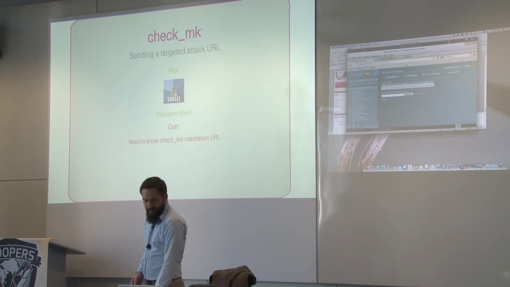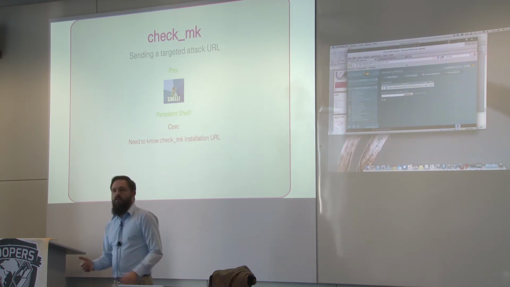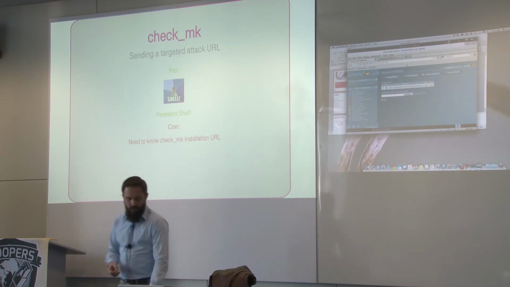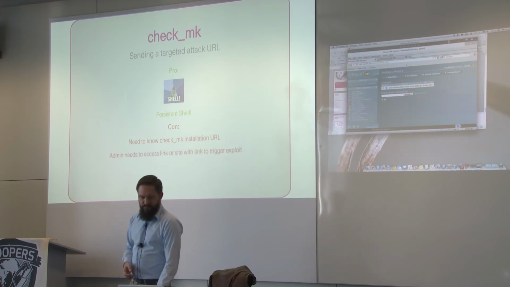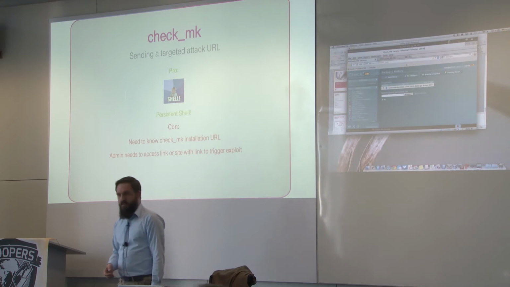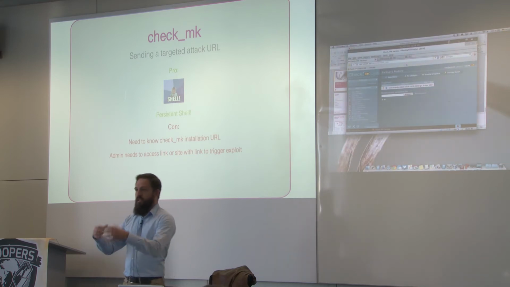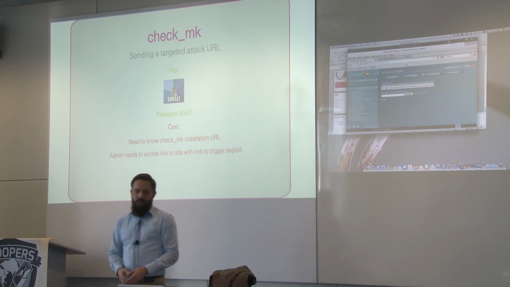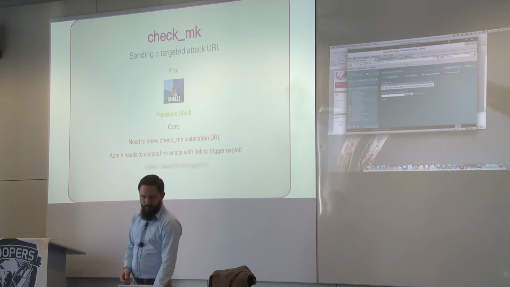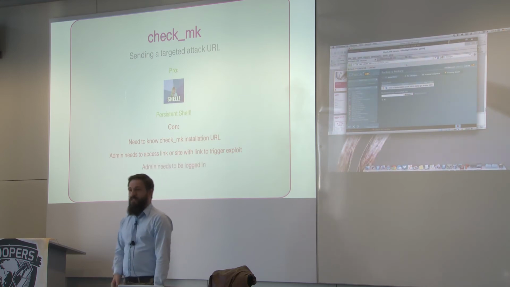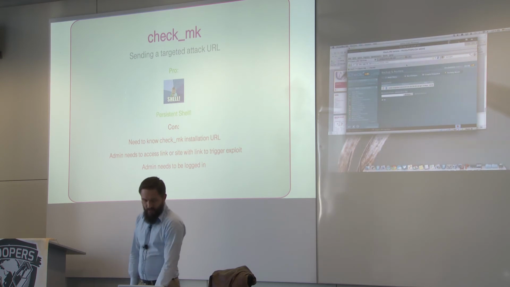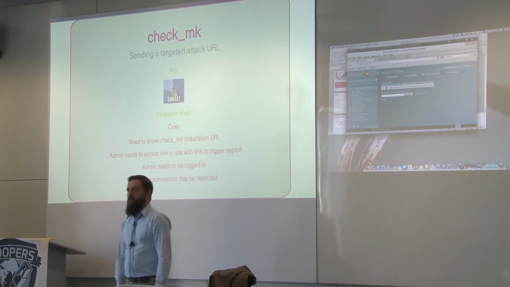The con, I need to know the URL of checkmk. This could be hard. This is information that could be hard to get. The admin needs to access a link or a site. Still, he has to visit a website where this bug gets triggered. The admin has to be logged in. And outgoing connections may be restricted.